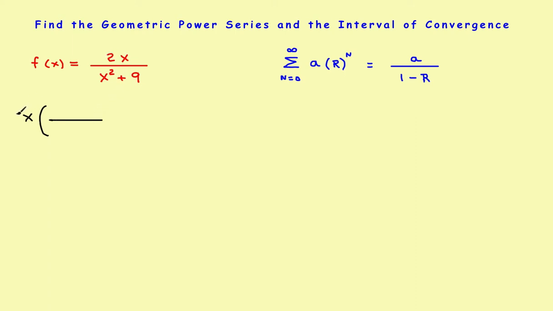Now, if you wanted to, you could bring the 2 out. It's your choice. You can bring the 2 out, or you can leave the 2 in, and either way you'll get the same answer, but I think I'll go ahead and just leave it in here. So here's going to be a 2. I'm also going to use that same little trick before.